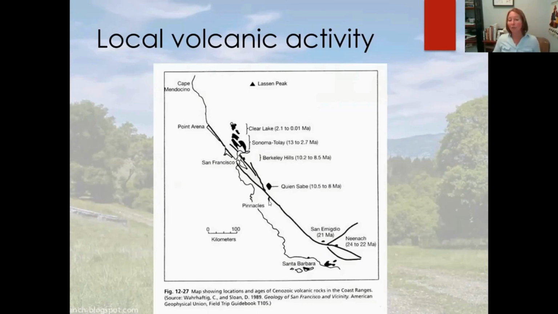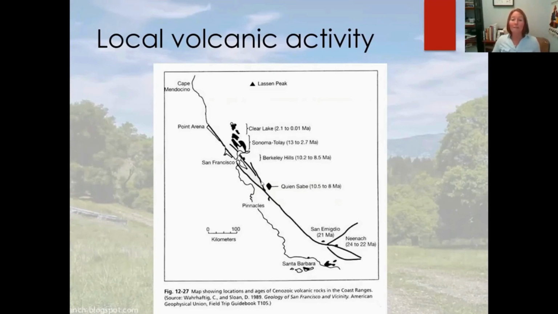The Pinnacles, by the way, is this little guy right here. That actually is attached to the Neenach. It's part of the Neenach formation. So it is sort of an anomaly, but it's on the west side of the fault, so it's moving north with the Pacific plate. These guys, 10 to 8 million years. The Berkeley Hills, 10 to 8. Sonoma and Tolay volcanics, 13 to 3 million, and then the Clear Lake volcanics, 2 million to 10,000 years.